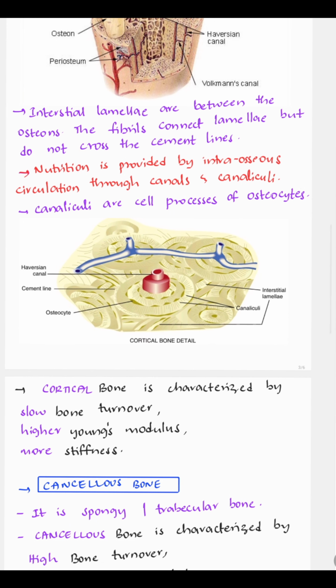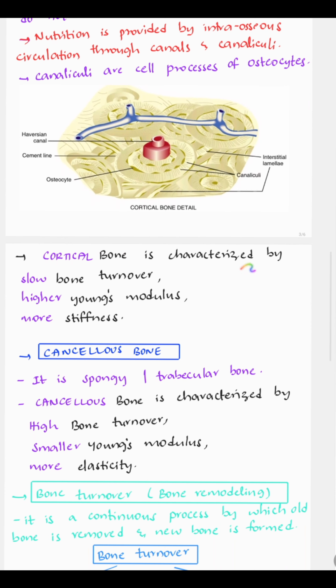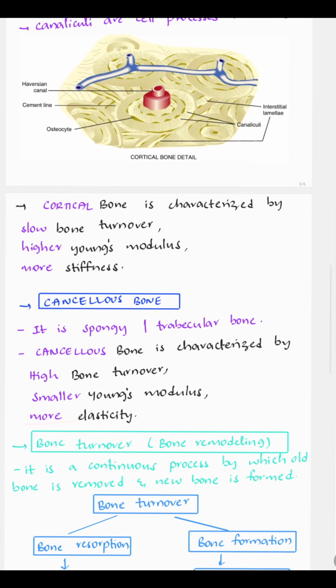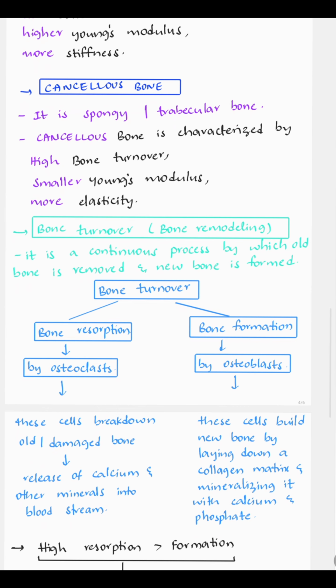Next, cortical bone. Cortical bone is characterized by slow bone turnover, higher Young's modulus, and more stiffness. Cancellous bone. It is a spongy bone, or it is also known as the trabecular bone. Cancellous bone is characterized by high bone turnover, smaller Young's modulus, and more elasticity. Now we shall discuss in detail the properties of cortical and cancellous bone.